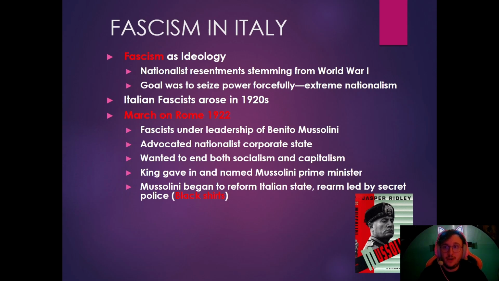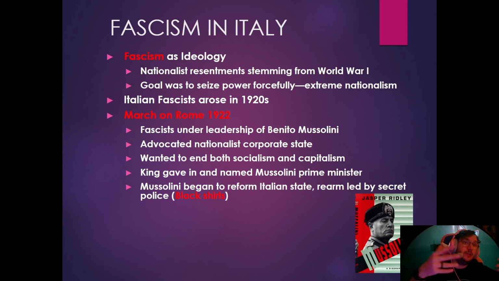So due to all of this isolation and war and resentment from World War I, we get a new ideology known as fascism. This is extreme nationalism. It had its goal to seize power forcefully, right? This really starts with the Italians in the 1920s. The March on Rome is their first big movement. This is going to be under Benito Mussolini. He's going to advocate for a nationalist corporate state. He wanted to end both socialism and capitalism, right?